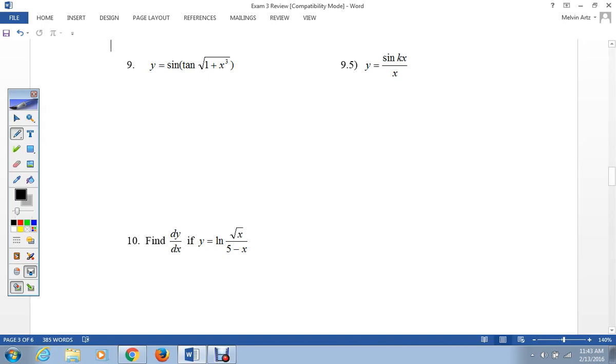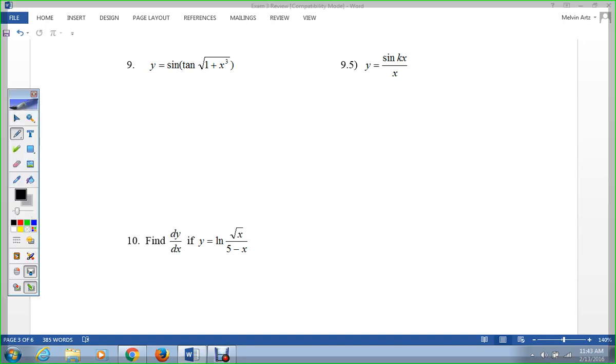Okay, we have another composition of functions here. So again, if you wanted to, here I see 1, 2, 3, 4 functions. So if we want to let w equal 1 plus x cubed, v equals the square root of w, u would equal the tangent of v, and then y would equal the sine of u. Take the derivative of each one of those, multiply them back together, and back substitute.